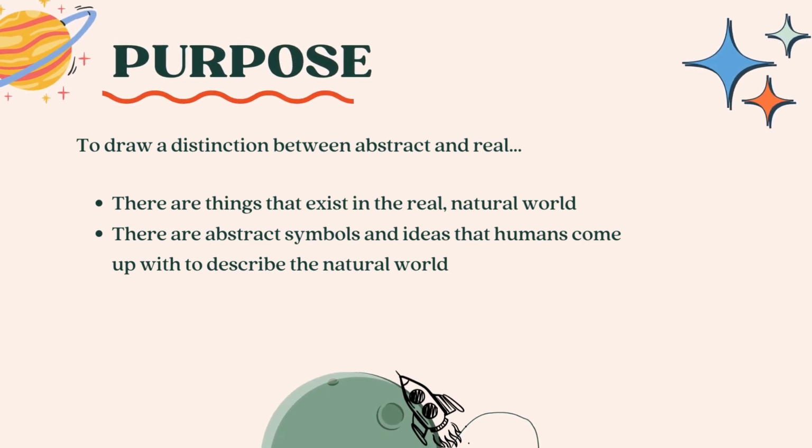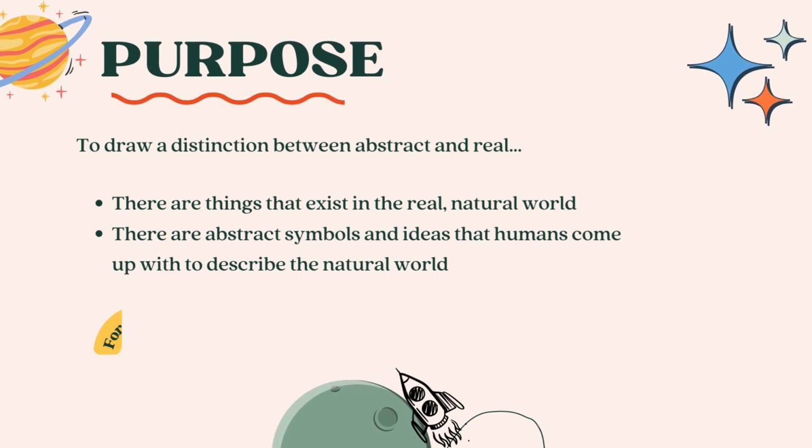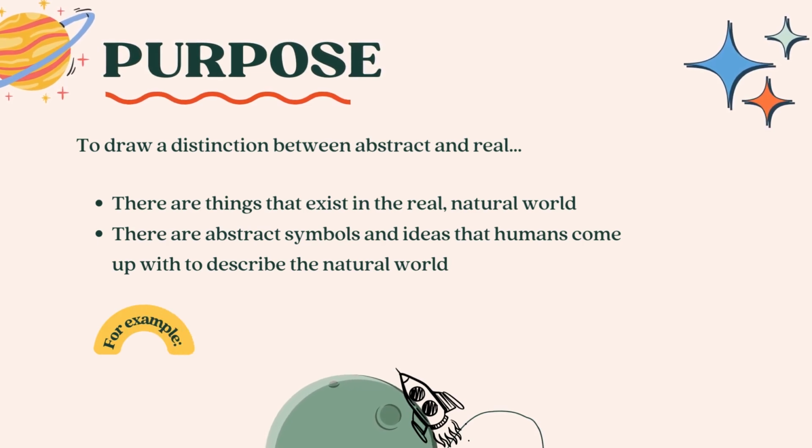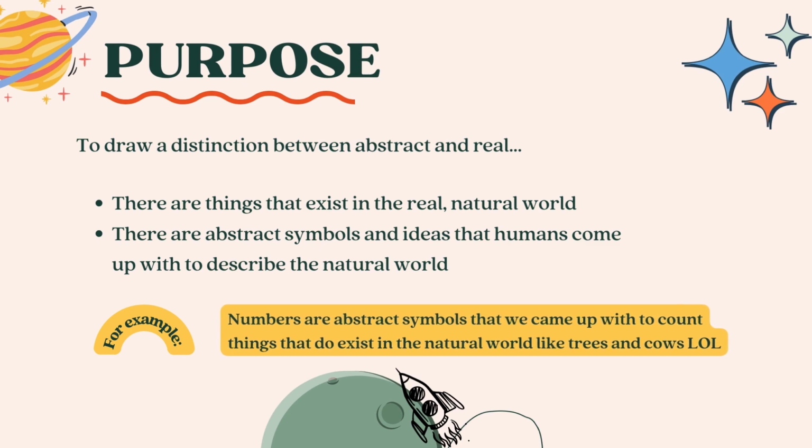There are things that are abstract that we create to represent or stand for real things. For example, numbers are abstract symbols that we came up with to count things that do exist in the natural world in which you and I live, for example, trees and cows. We count those using numbers. So numbers are abstract and cows and trees are real. Vectors are abstract and forces are real.